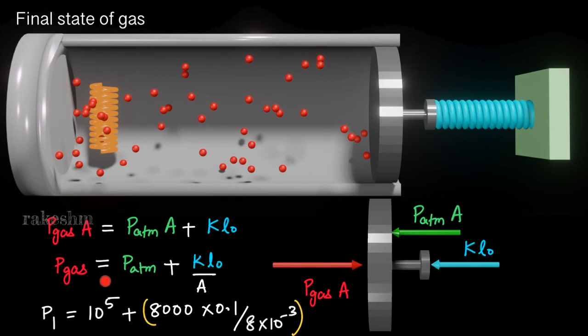Next, I'll just divide by the area of the piston. So we get P gas equals P ATM plus K L naught divided by area. I'm just putting in the values here. We'll take the final pressure of the gas as P1 equals ATM pressure, which is 10 power 5, plus spring constant, which is given as 8000, times the length moved by the piston, 0.1, divided by the cross section area, which is 8 into 10 power minus 3 meter square. When we calculate this, we get the final pressure of the gas as 2 into 10 power 5 Newton per meter square.